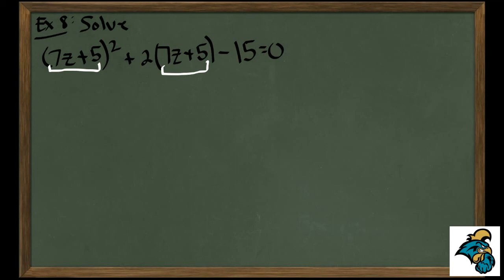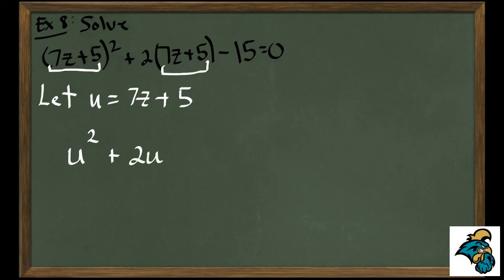Now, could you FOIL this out and distribute and solve it? Yes, it's just going to be a little bit longer. So let's let u equal 7z plus 5. That's going to be my u substitution. So I'm going to take those out and put u's in their place. So that leaves me with u squared plus 2u minus 15 is equal to 0.